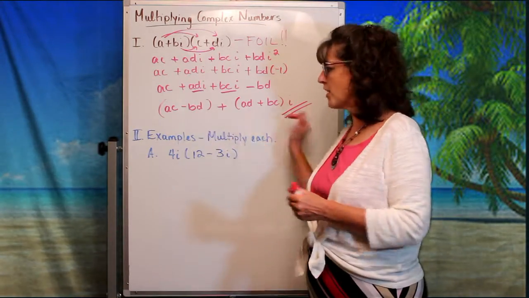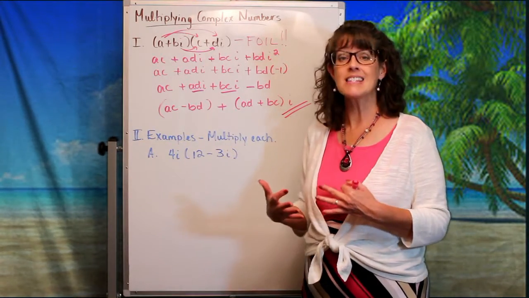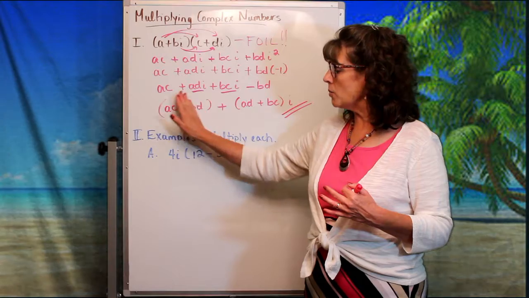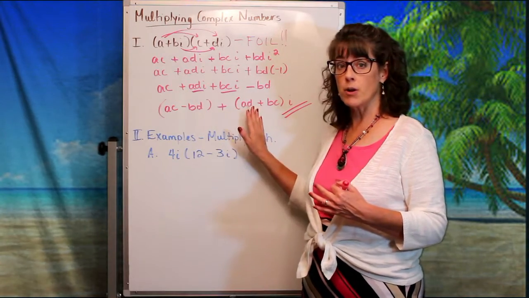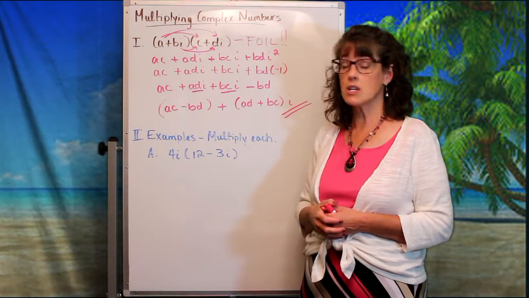Notice that even though this is very extensive, it's still a complex number in standard form. Here's the real part, here's the imaginary part. So we still have the business in the front, party in the back. We still got our complex number in standard form.